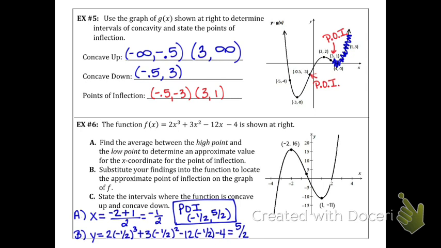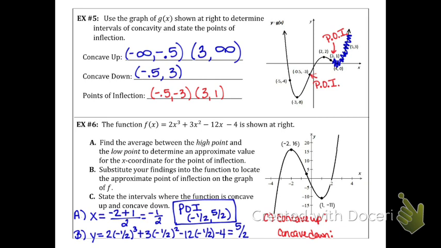And now it wants us to use that point of inflection to state the intervals where the function is concave up and concave down. So I'm going to go ahead and just write concave up and concave down. So all I have to do is go back and answer it.